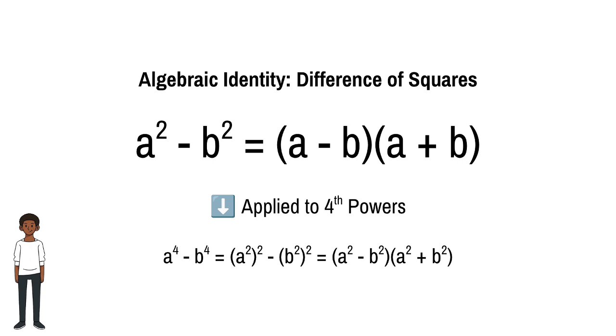The secret to solving this quickly lies in the difference of squares formula. A squared minus b squared equals a minus b times a plus b. Since fourth powers are just squared terms squared, a to the fourth minus b to the fourth factors into a squared minus b squared times a squared plus b squared. Let's substitute a equals 105 and b equals 95 into this identity.